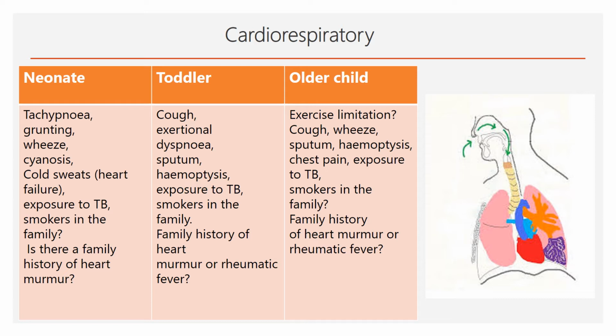At the older child, is there an exercise limitation, cough, wheeze, sputum, hemoptysis, chest pain, exposure to TB, smokers in the family? Family history of a heart murmur or rheumatic fever. We will check the gastrointestinal system.